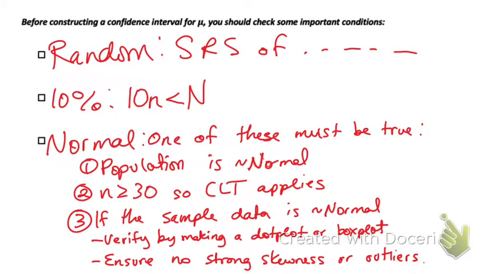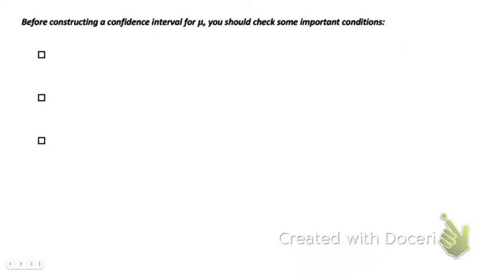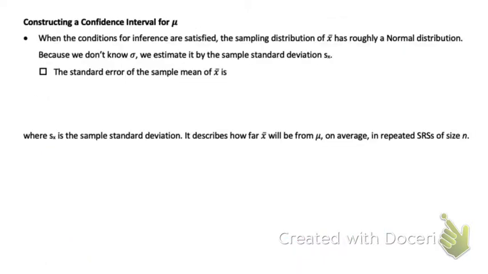All right. Those are the conditions that you'll have to check, and then you can make your confidence interval by using the standard error, which is s sub x over the square root of n. We talked about that a little while ago. That's your standard error. So, standard error of the sample mean, because I'm not using sigma, I'm going to use s sub x. That's called the standard error.